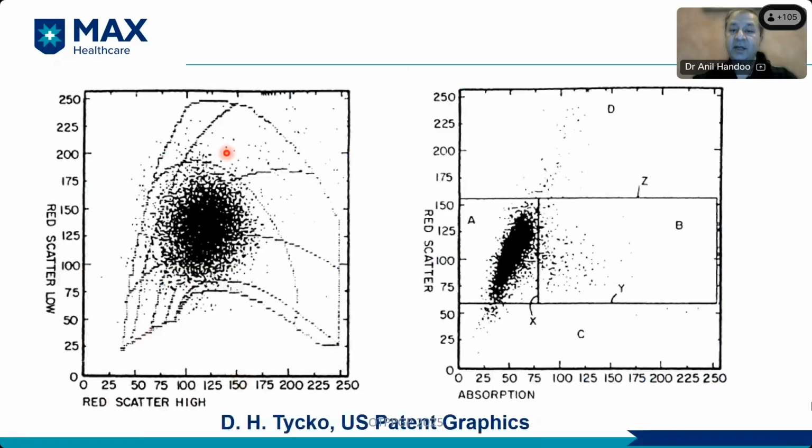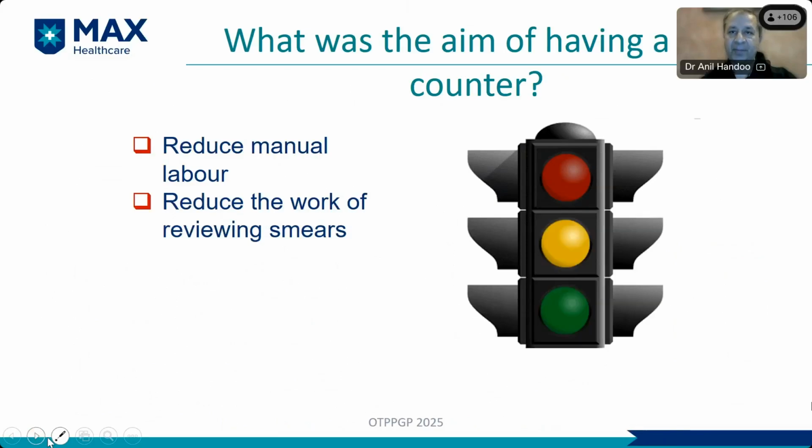So these are the graphics which were from those patents, and this is still utilized in some of the hematology analyzers. For example, Advia, and even Mindray and Sysmex analyzers have these possibilities of using similar kinds of scatter properties for red cells as well. Now let's quickly understand why we wanted to have a cell counter.